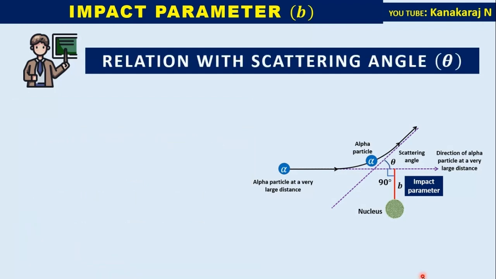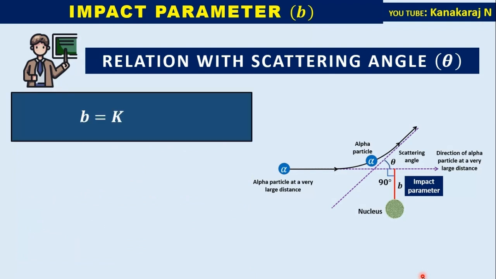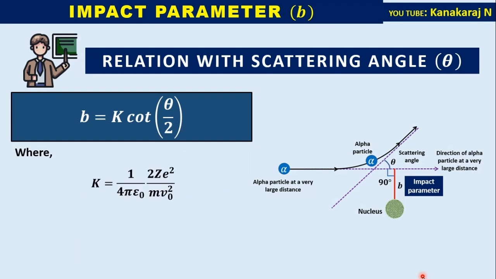Relation with the scattering angle theta. The impact parameter B equals k times cot theta by 2. Here k is 1 upon 4 pi epsilon naught times 2 Z e square divided by m v naught square. Let us learn what are all the terms.